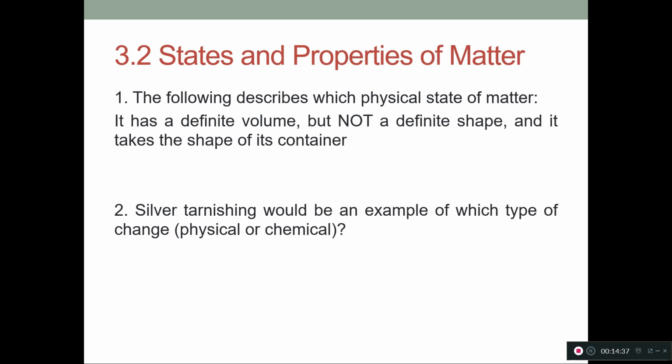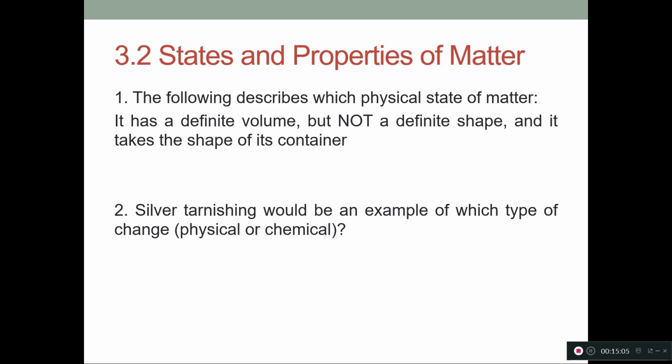Again, I encourage you to pause the video and think about these yourselves. So the following describes which physical state of matter. And so we want to predict what physical state of matter this is describing. So it has a definite volume, but not a definite shape, and it takes the shape of its container. Then number 2, silver tarnishing would be an example of what type of change, physical or chemical. And I will let you work on these on your own.